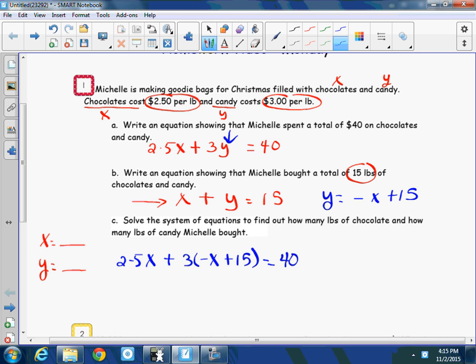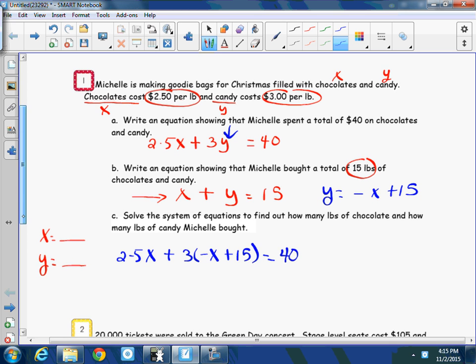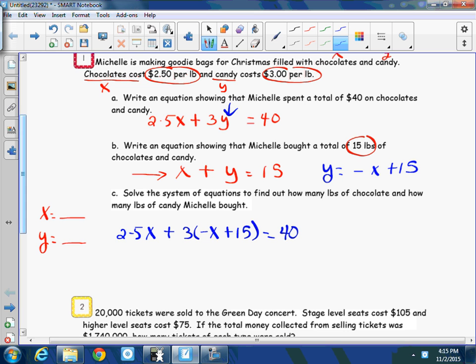Now you go to the equation solver and you do your thing. You guys know how to do that. And you get that X equals 10.